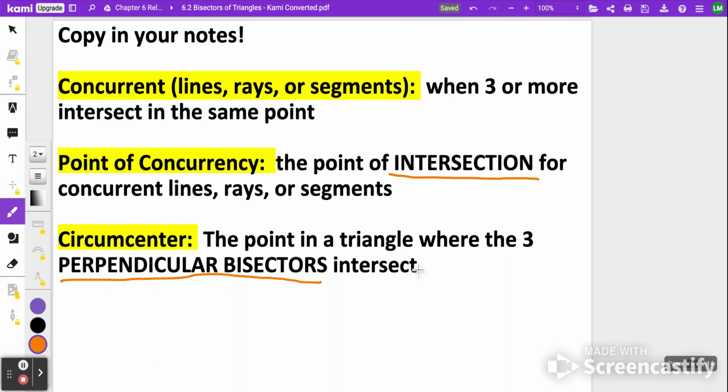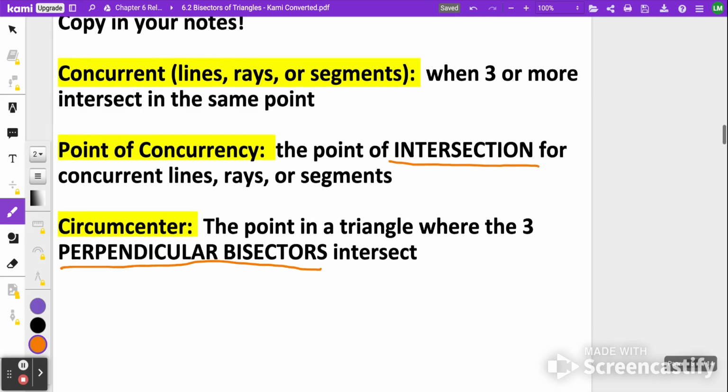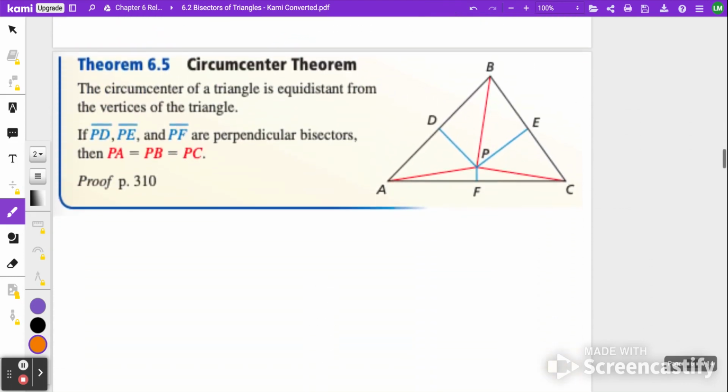So once you have those copied down in your notes, let's go on and look at our first theorem. Our first theorem today is the Circumcenter Theorem, and that just states the circumcenter of a triangle is equidistant from the vertices of the triangle. So we can see that letter P is showing the circumcenter, because PD, PE, and PF are perpendicular bisectors, then PA is equal to PB, and that's equal to PC. That means point P represents that circumcenter because those are all equal distances from that point to the vertices of the triangle A, B, and C.